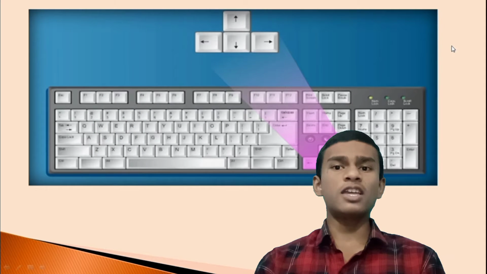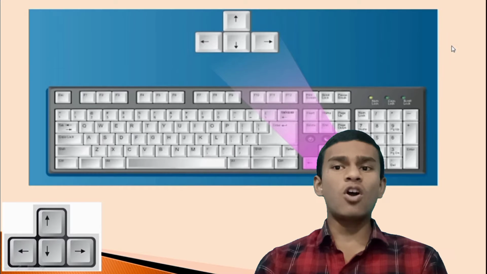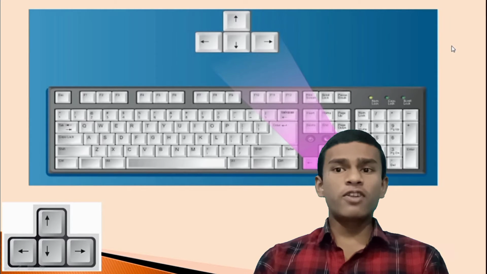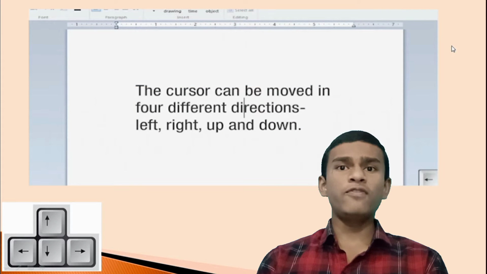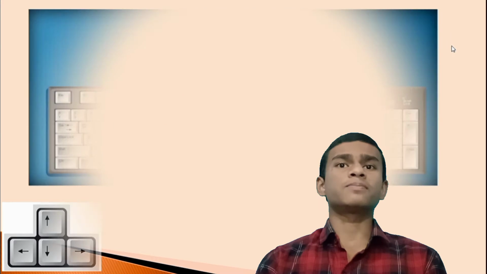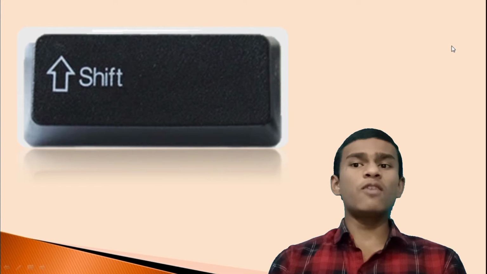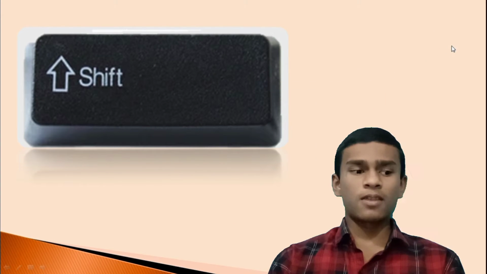Next are arrow keys. There are 4 arrow keys to move the cursor or insertion point. The cursor can be moved in different directions. It can be moved left or right, up and down. Next is the Shift key, to move the cursor more than one position at a time.